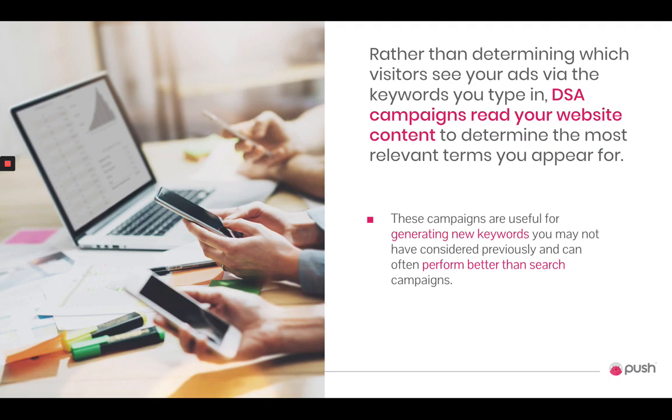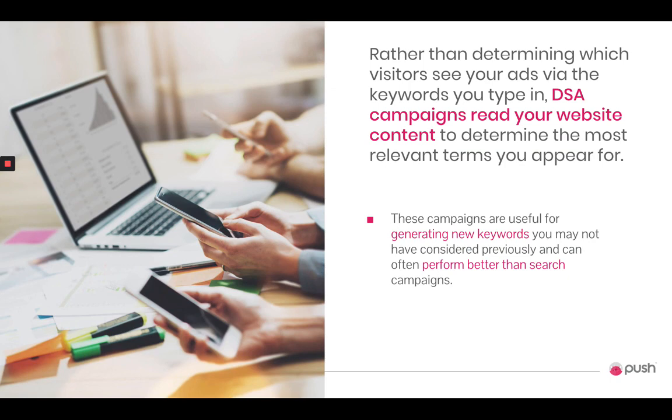Another type of campaign you can run is a dynamic search ad campaign. And this works well for all types of businesses, but particularly e-commerce. This is reading your website content. So again, you don't control what keywords you appear for. Google's deciding it, but you can add negative keywords in as you see search terms coming through.